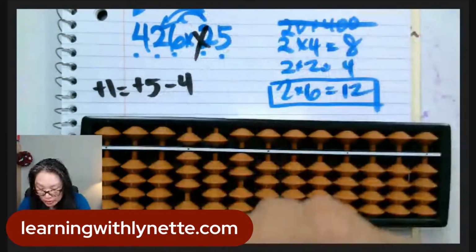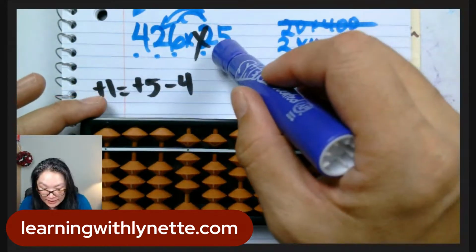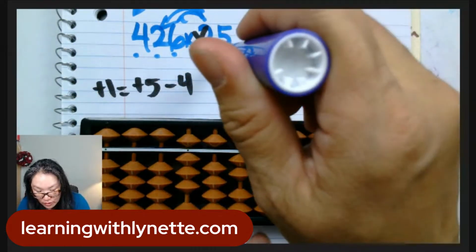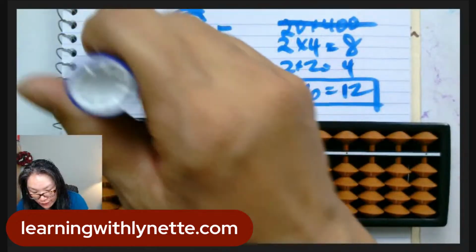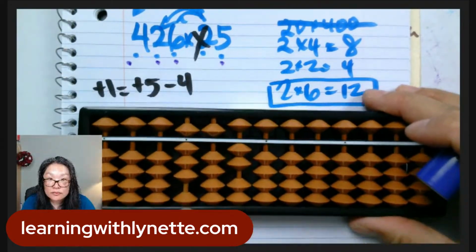So I'm done with the 2. What am I going to do next? I am going to do my next set of numbers. I got to do 4. Count it again. 1, 2, 3, 4. I'm right here. We all right?